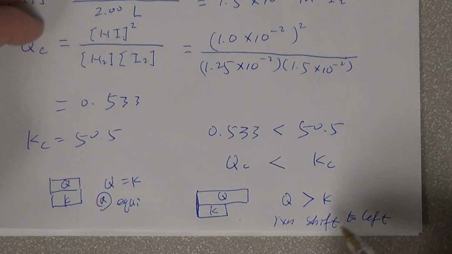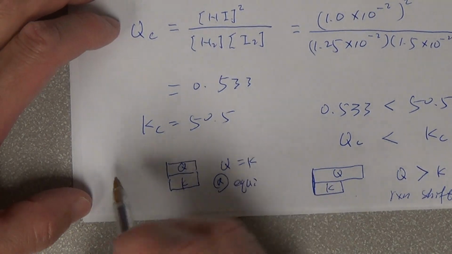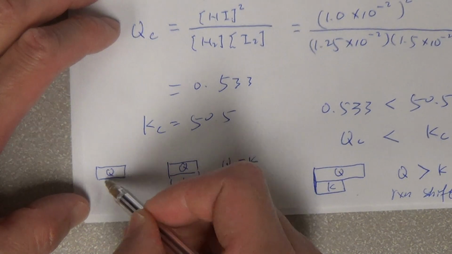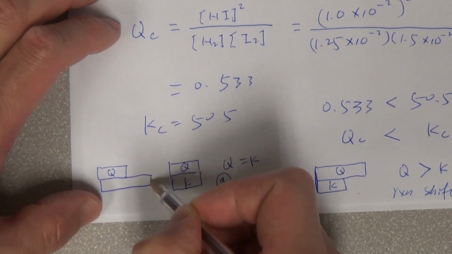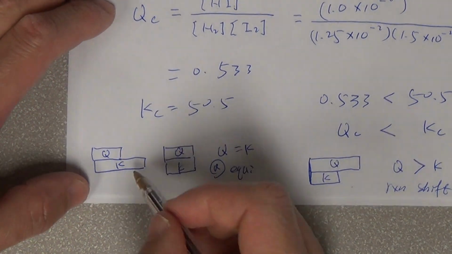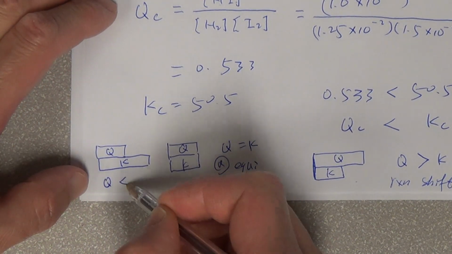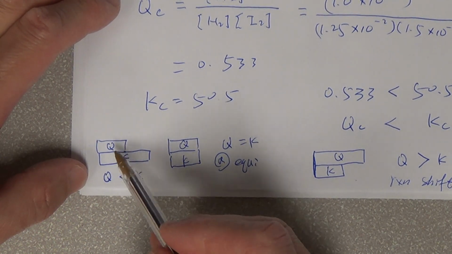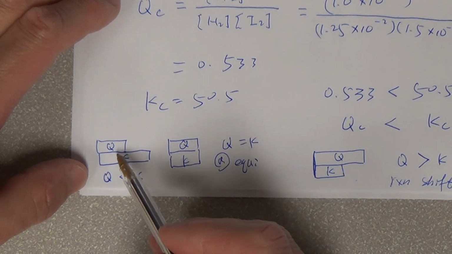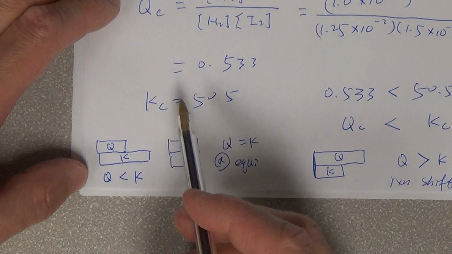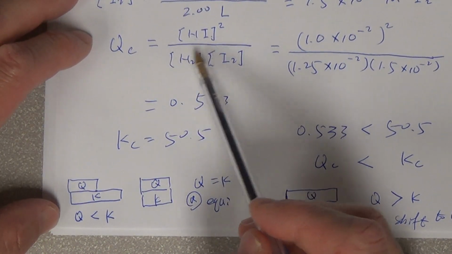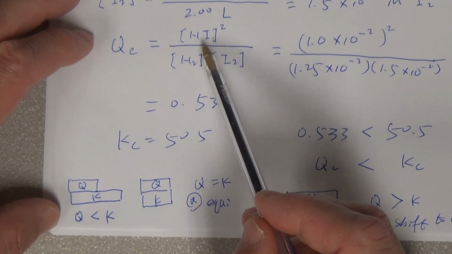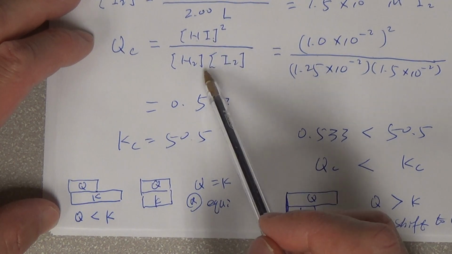Okay. Now for our question, we have this picture. So this is the Q, then this is the K. In this picture, we can see Q is smaller than K. So again, we keep K constant, and we want to change Q to make these two equal, so we have to increase the Q. So then you see what Q looks like. Q has product on top. So if you want to increase the Q, that means you want to increase the product or decrease the reactant.